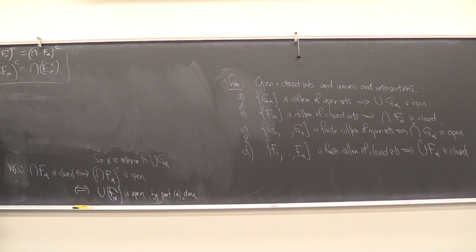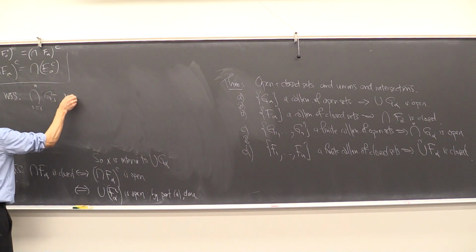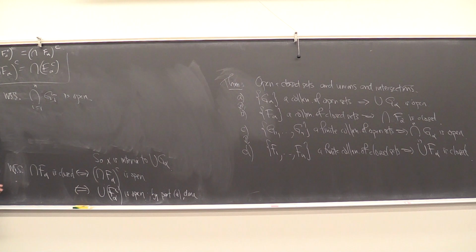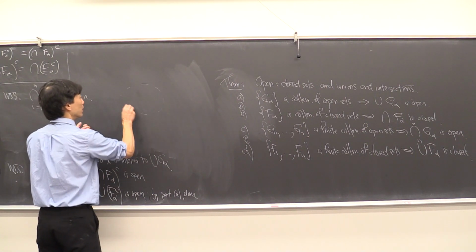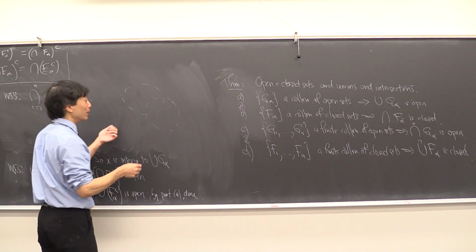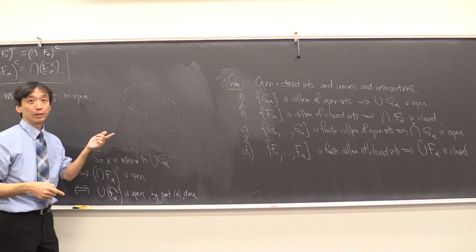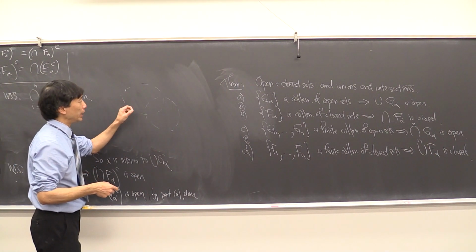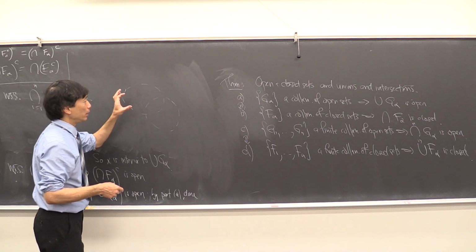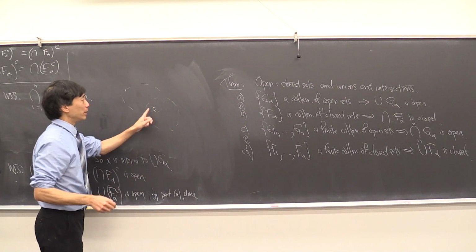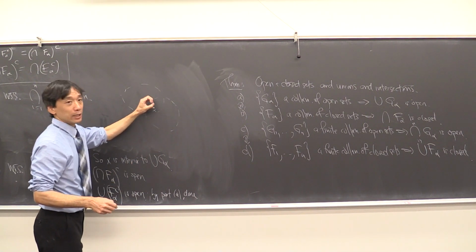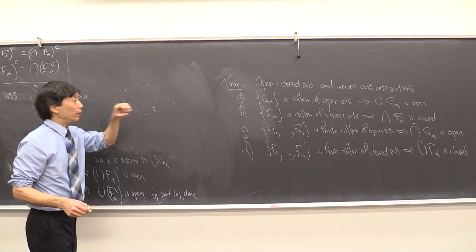Okay, so let's prove C, that if you have a finite collection of open sets, then their intersection is always open. Okay, so we want to show that the intersection of these open sets from i equals 1 to n is still open. Now think about that, right? If we've got a bunch of open sets, let's just take 2, then the intersection is still going to be open. Well, we have to show that, given any point in the intersection, we can find a neighborhood around it that is contained in the intersection.